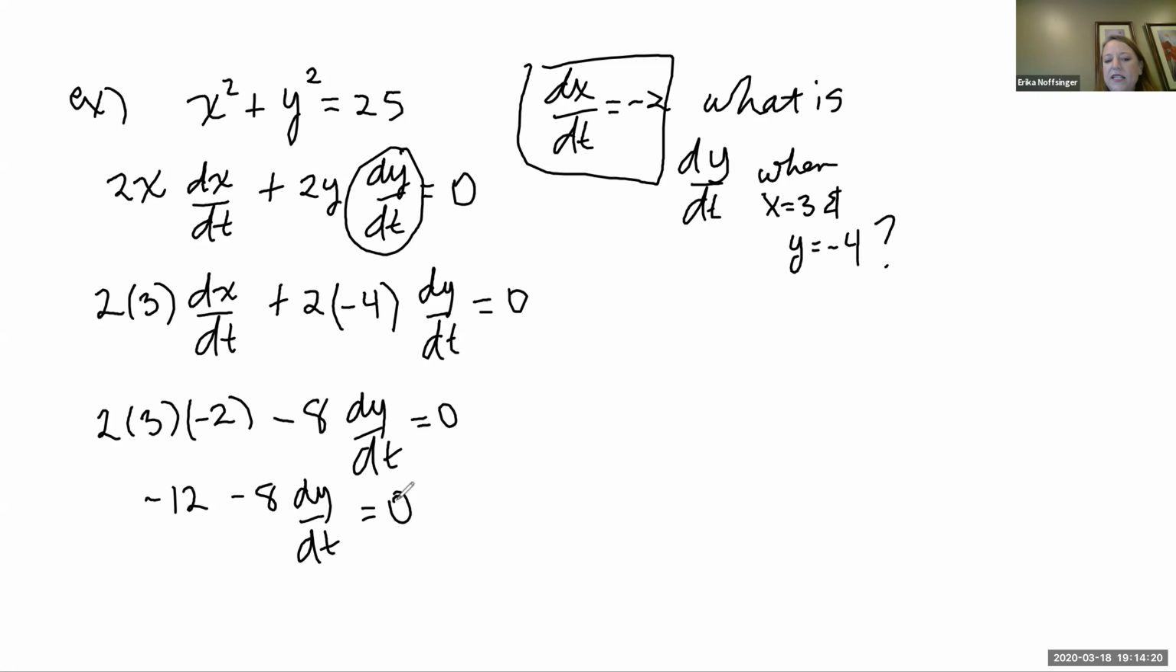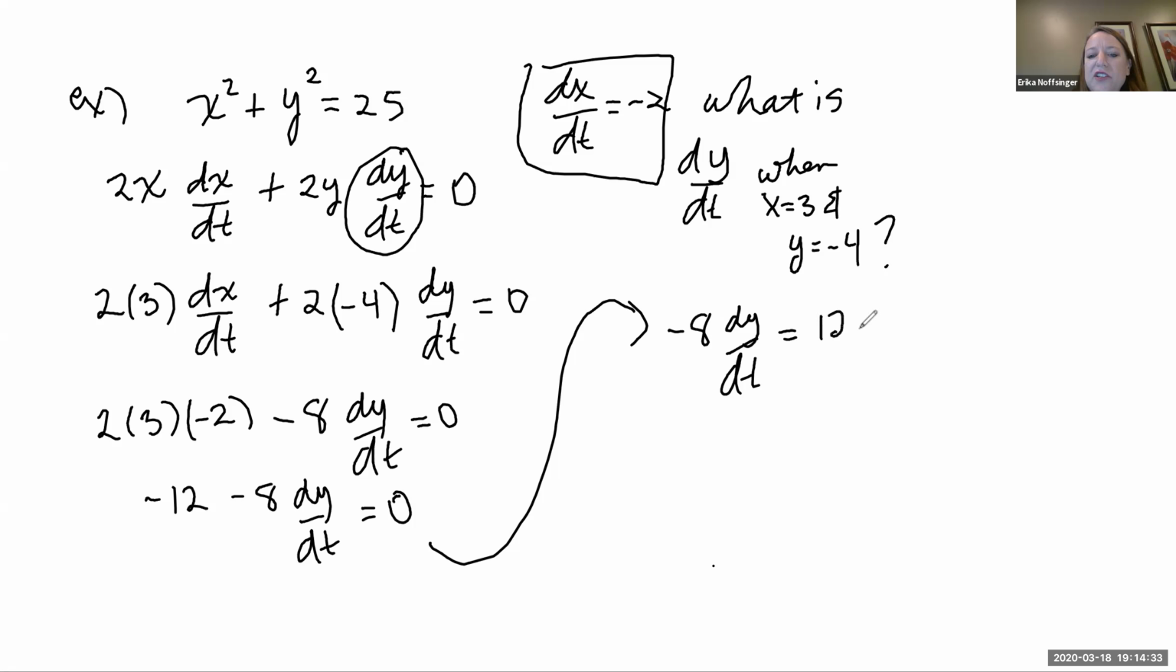To get dy/dt by itself, we can add 12 to both sides of our equation. So we get -8 dy/dt is equal to +12. Divide by -8, so we get dy/dt equals 12 divided by -8. Reduce it: 12 divided by -8, both have 4 in common, so this would give me 3/2, and it would be negative. I can put the negative out front.